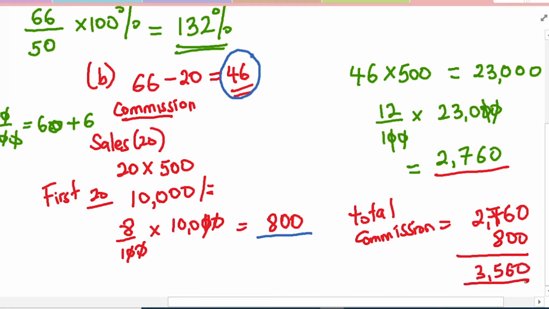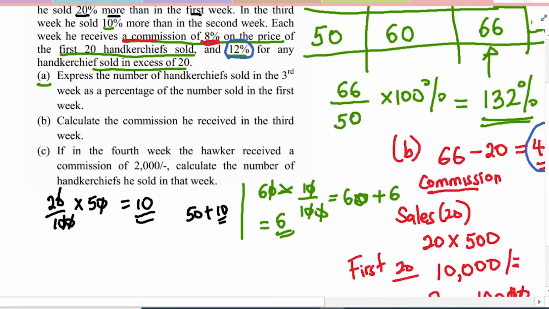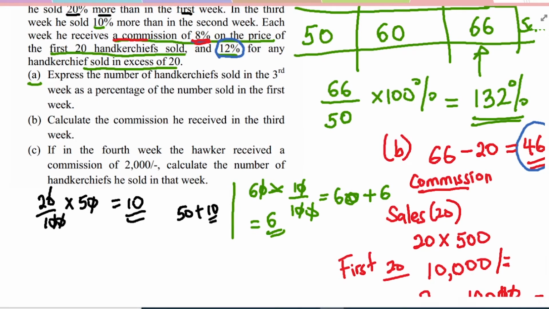3,560. So that's the commission he gets in the third week, and that answers that question. Calculate the commission he received in the third week. So that has also been answered.